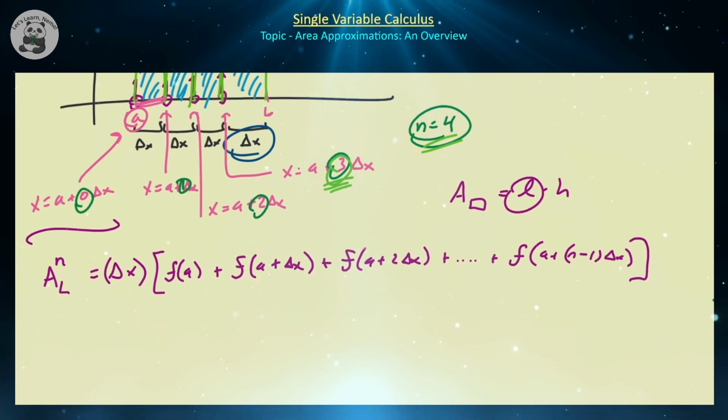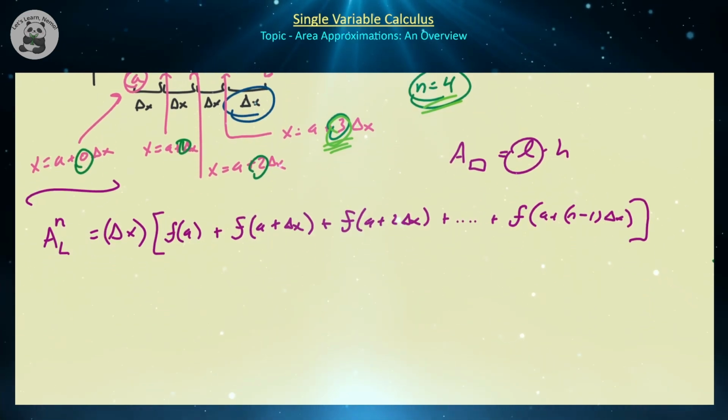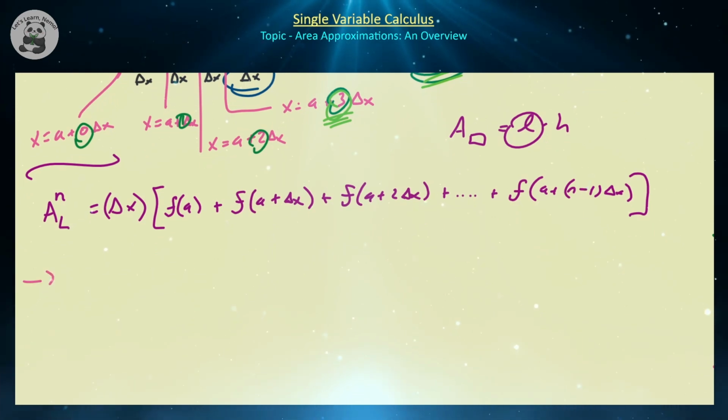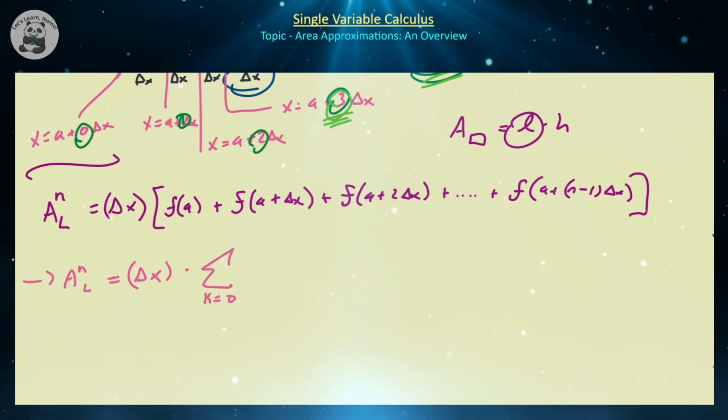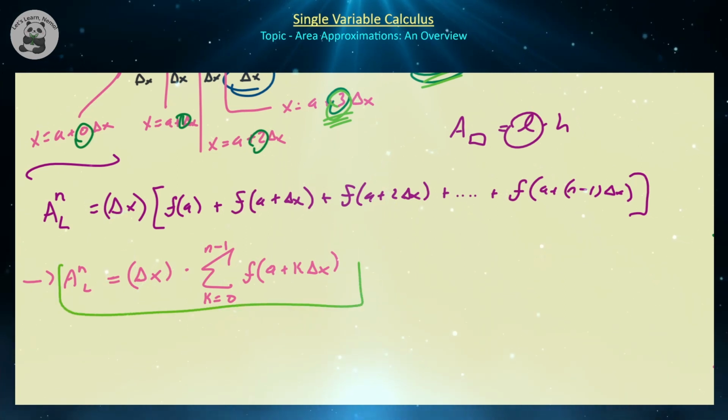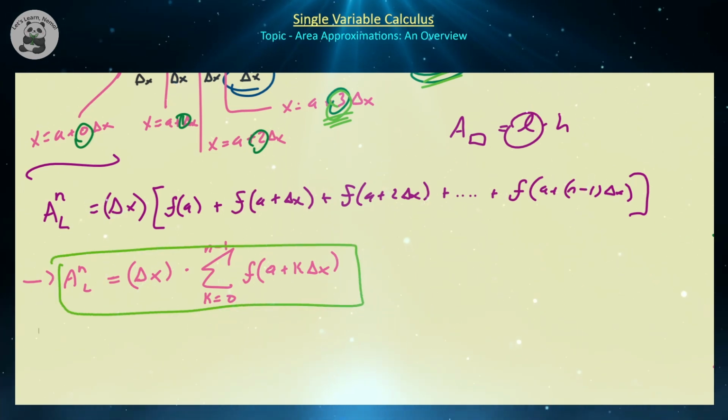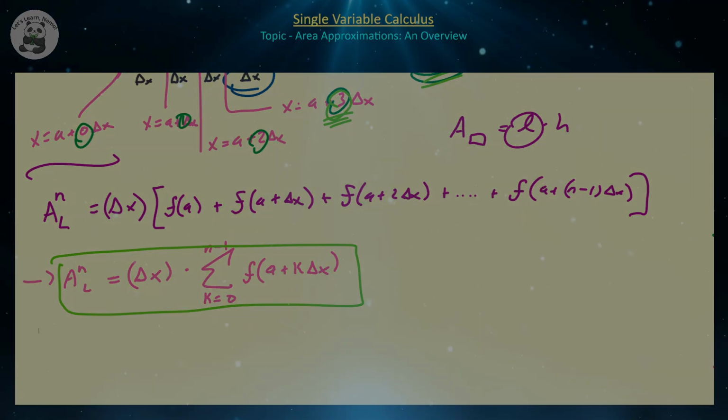So if we want to express this in summation notation, which will allow us to code this in languages such as MATLAB or Desmos, what are we going to have? A_L will be equal to delta x multiplied by the sum from some index k ranging from 0 to n minus 1 of f of a plus k delta x. And that is the closed formula for left endpoint rectangle approximations for areas under curves.